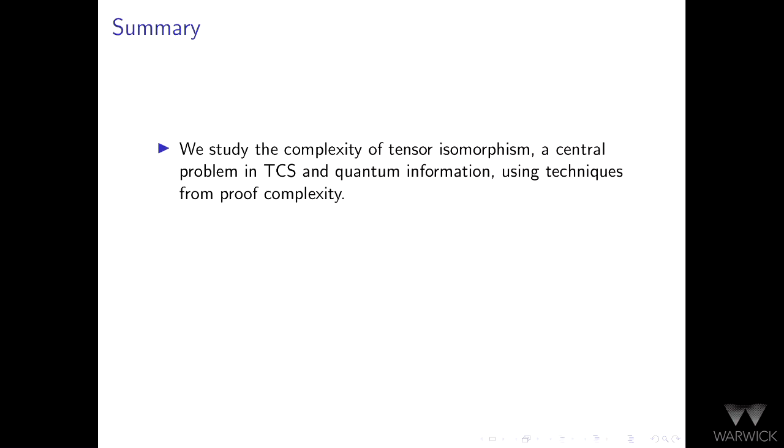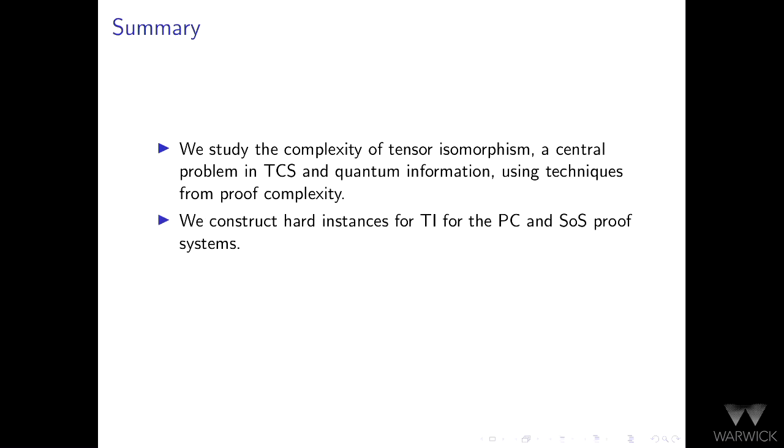So in summary, we study the complexity of tensor isomorphism, which is a central problem in theoretical computer science and quantum information, using these techniques in proof complexity. We construct our hard instances of tensor isomorphism for polynomial calculus, and we in fact observe that many of our reductions also go through in the stronger sums of squares proof system.